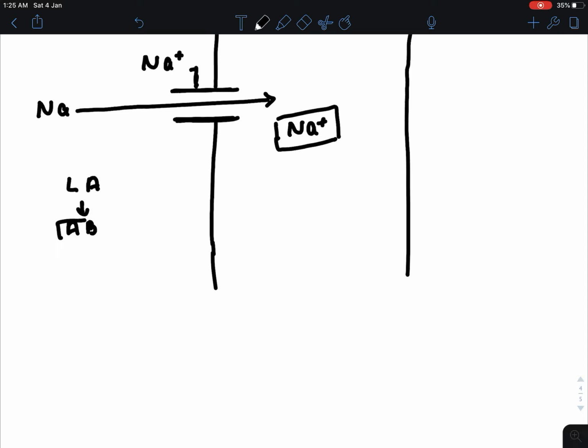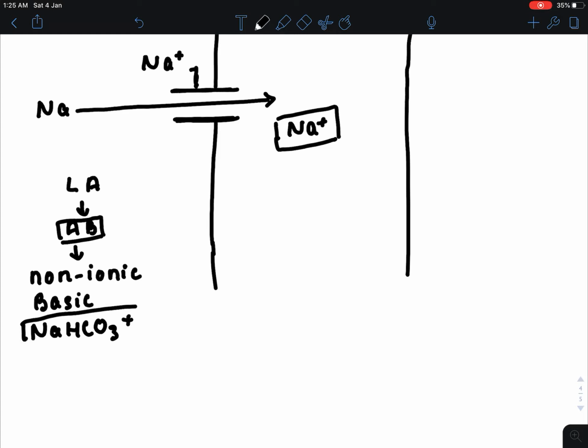Before giving, I just want to tell you all what is the nature of this local anesthetic. This local anesthetic is non-ionic. It is basic in nature. Also, we add sodium bicarbonate to local anesthetics. Now the question is why we add this sodium bicarbonate, that is baking soda, to local anesthetics. Because of two reasons. First reason is it increases the permeability of local anesthetics to cross the membrane.